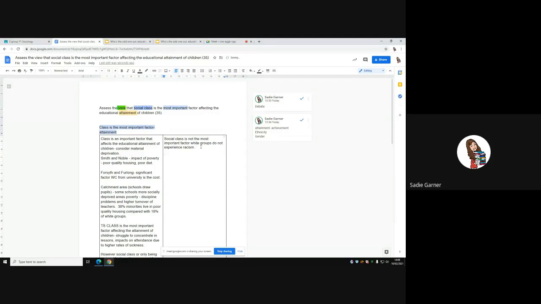So, going to do Professor Gillborn. Gillborn, he found that black males are seen as a threat and disruptive. They are three times more likely to be excluded and are often located into bottom set. Gillborn, black males are seen as a threat and disruptive. They're three times more likely to be excluded than white groups and located into bottom set.